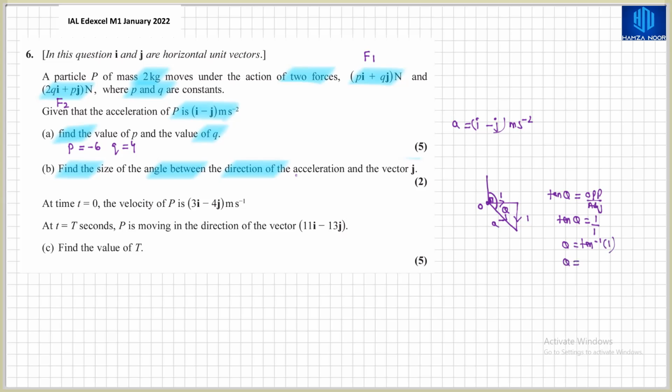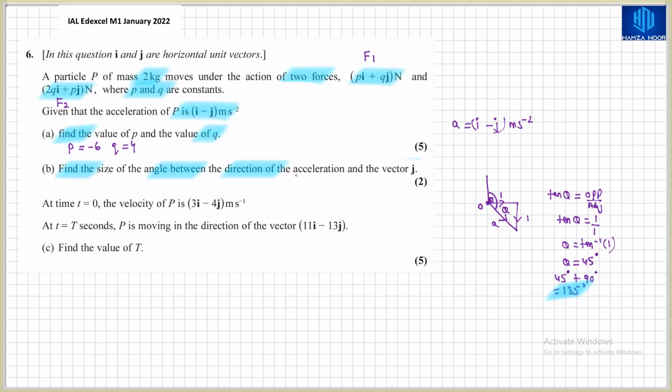All right, so theta will be equal to 45 degrees. And then what we are going to do is add the angle 90 degrees to theta. So the required angle would be 45 plus 90 degrees. Therefore, your answer to part B is 135 degrees. As simple as that.